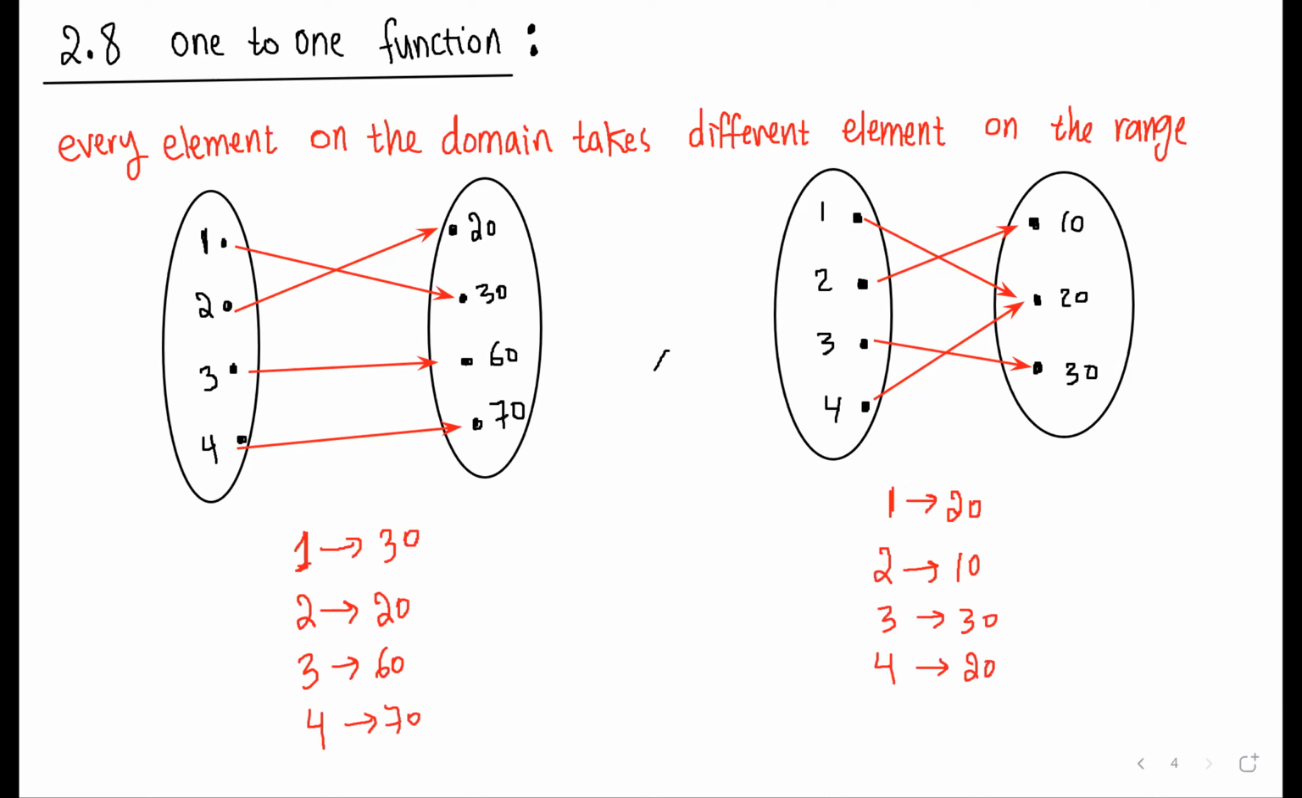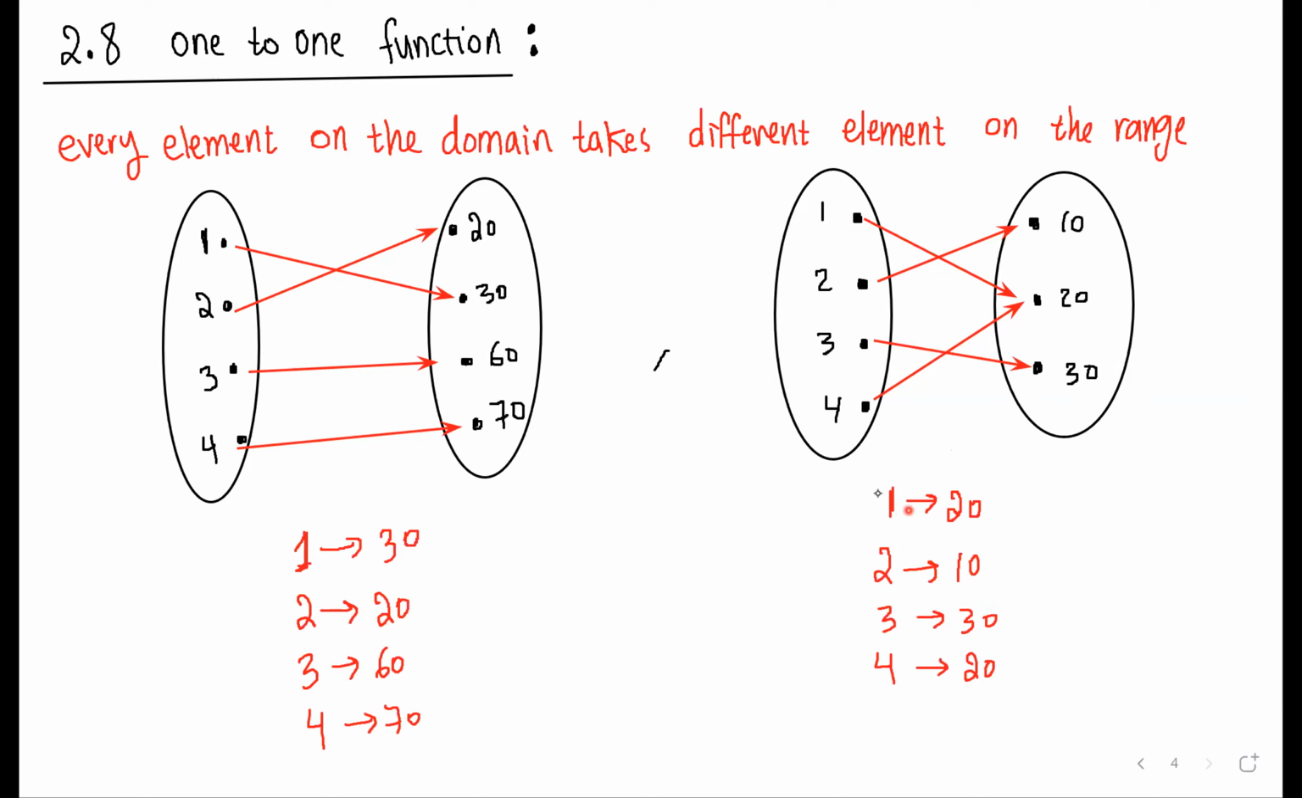As we look into the first function, every element in the domain, 1, 2, 3, 4, this is the domain, takes a different element in the range. The 1 goes to 30, 30 is different from 20, 20 is different from 60, 60 is different from 70. So every element in the domain takes a different element in the range. This means this function is 1-to-1.